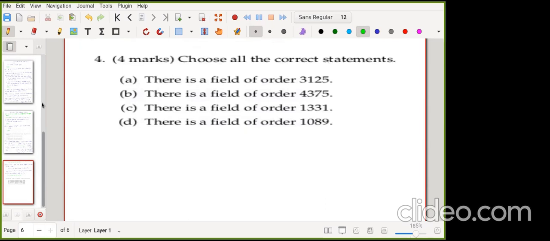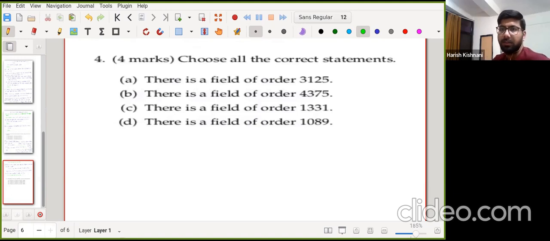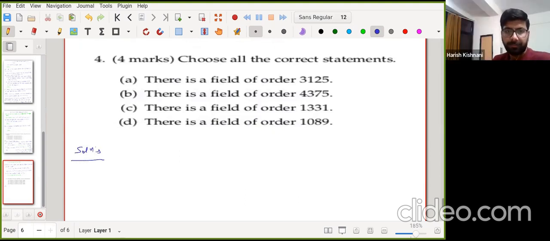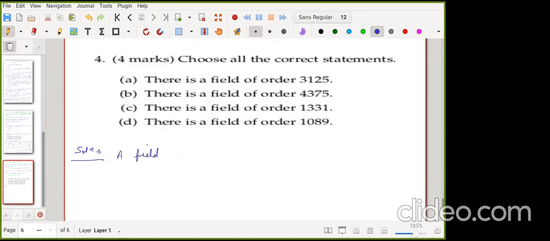Any finite field is of order p^n, where n is a positive integer and p is a prime number. The converse is also true. Yes. 3125 is equal to 5 raised to a power, so a positive integer will come. Okay. So a field of 5^6.